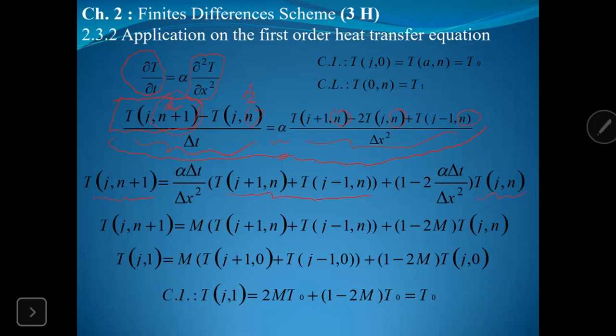Now I consider alpha delta t over delta x square as m. Then this one is m, and this one is m. And I can write T j n plus 1 equal m T j plus 1 n plus T j minus 1 n plus 1 minus 2m T j n.